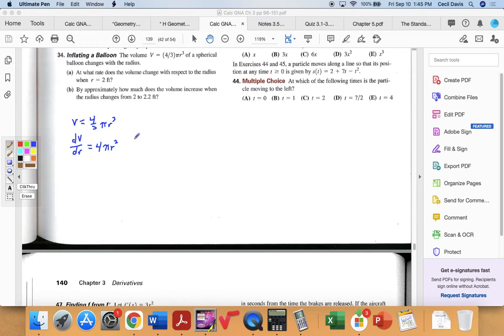So when the volume increases, how much does the volume increase by? Oh, by approximately how much? Okay. So I was thinking about a way to do this other than actually substituting it in.